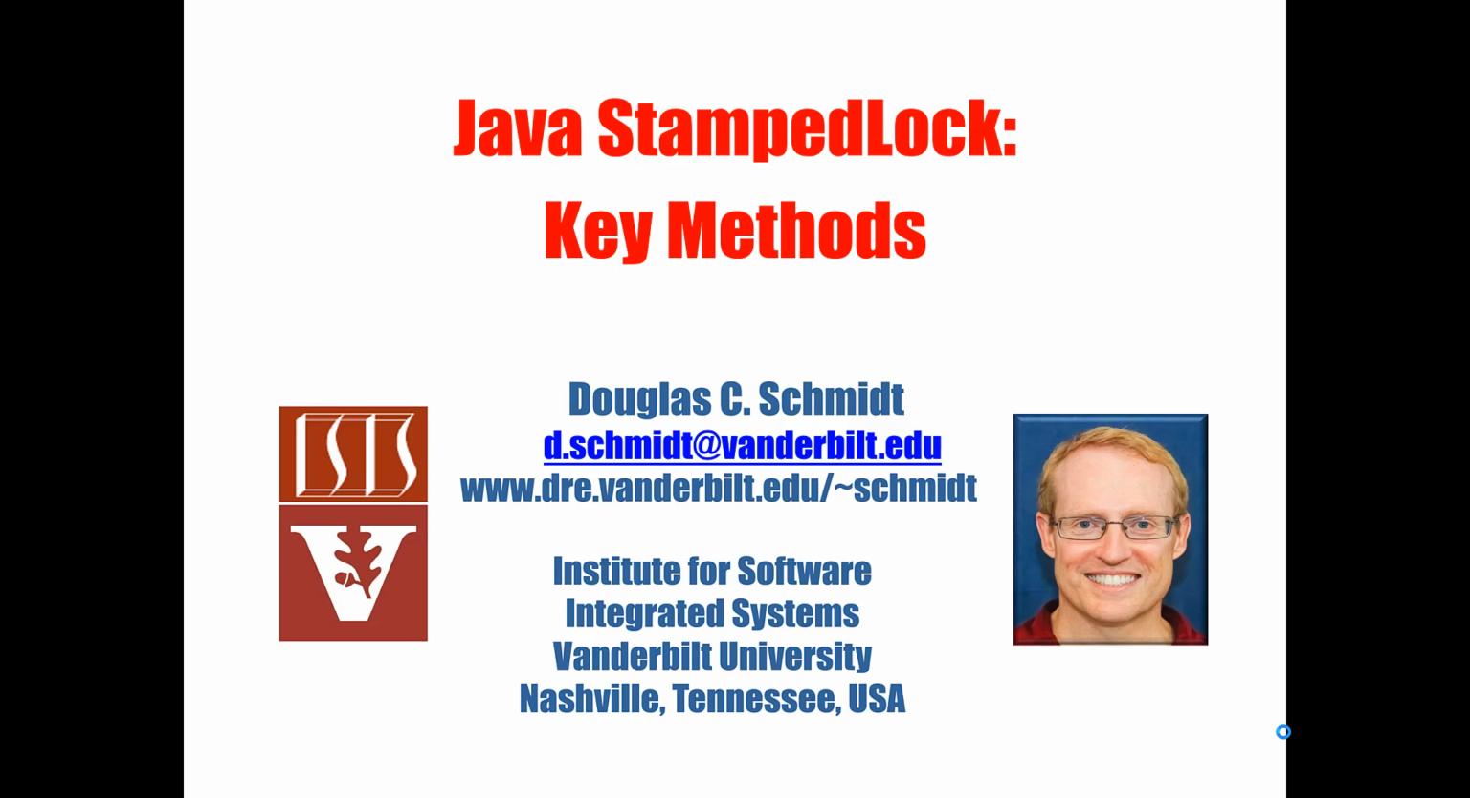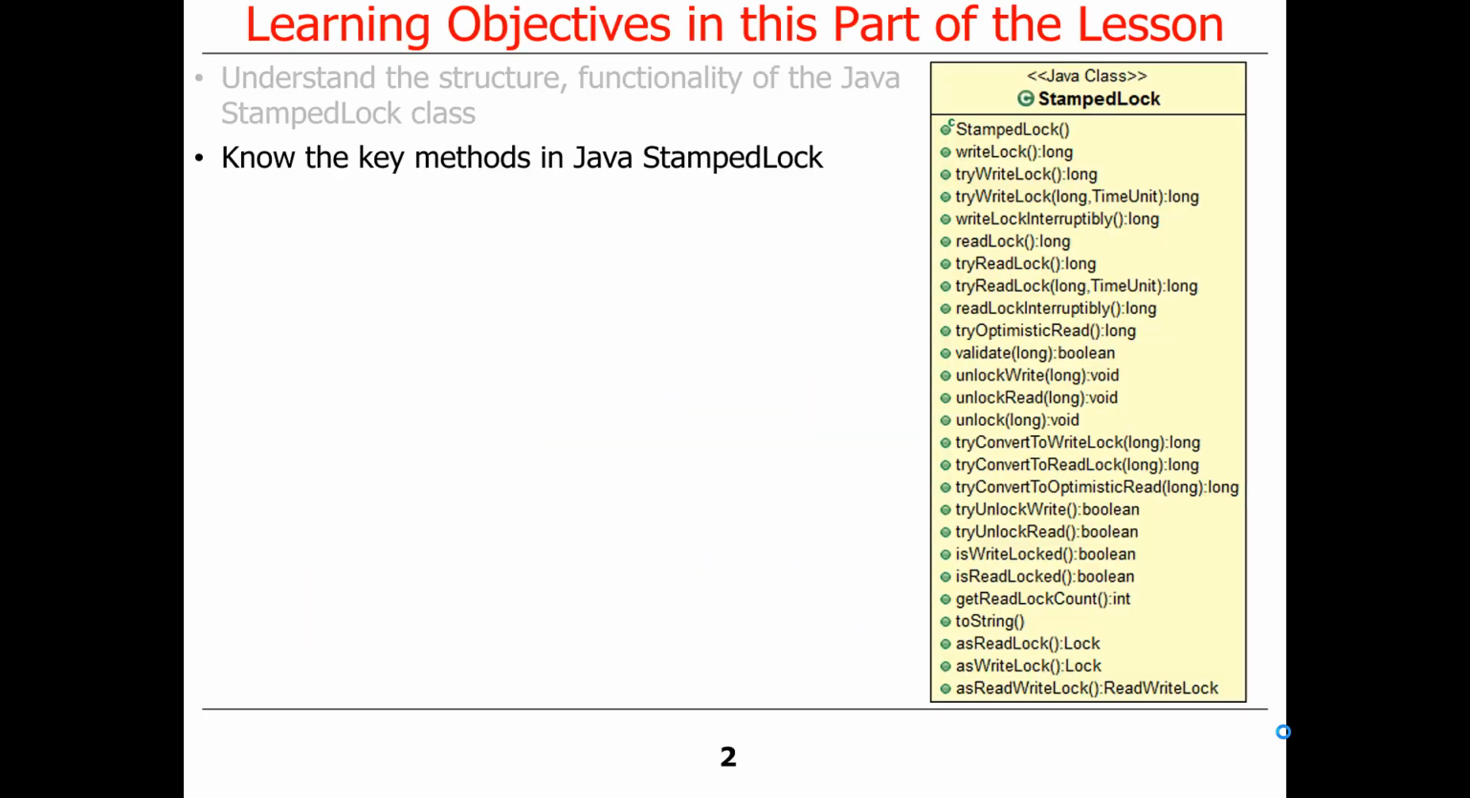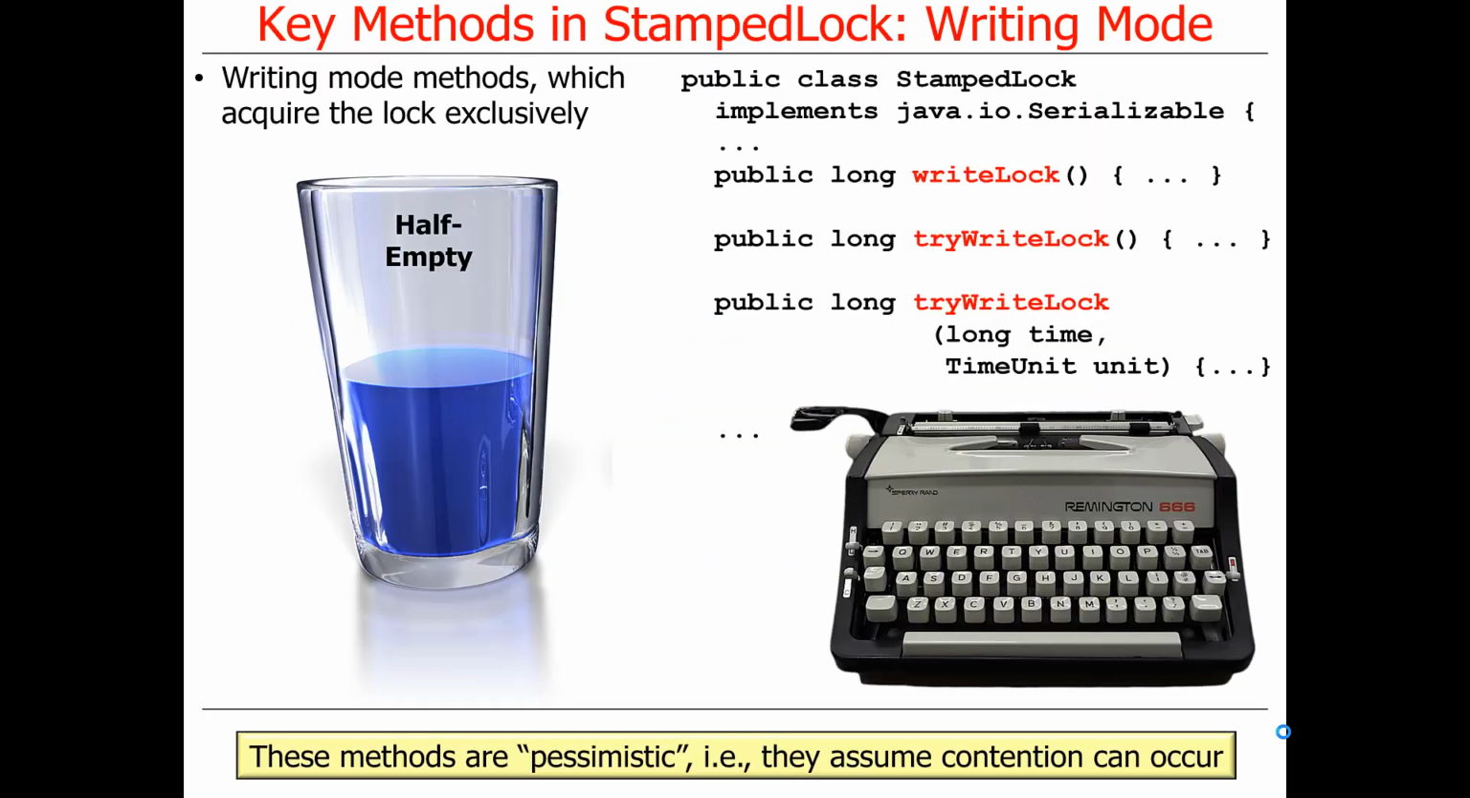Now that we've described the structure and functionality of StampedLock, we'll walk through some of its key methods. As you recall, there were three modes: writing mode, reading mode, and optimistic reading mode. The writing mode methods acquire the lock exclusively. These methods are pessimistic in that they assume contention can and will occur.